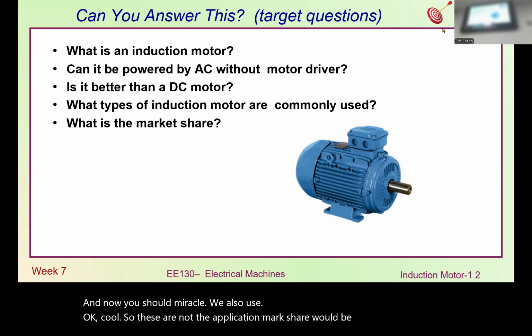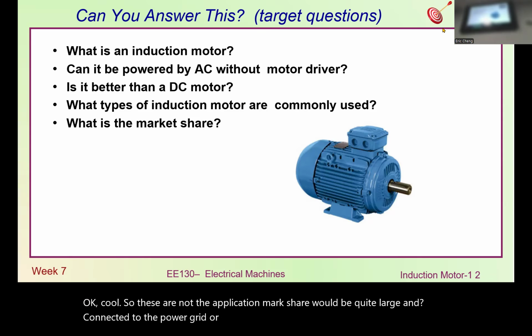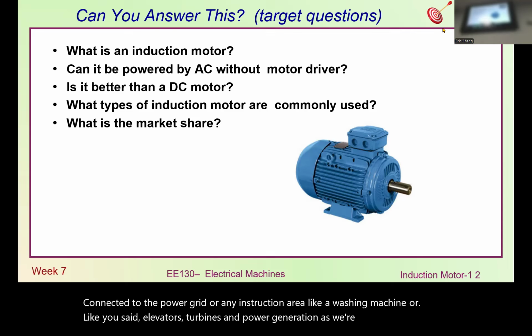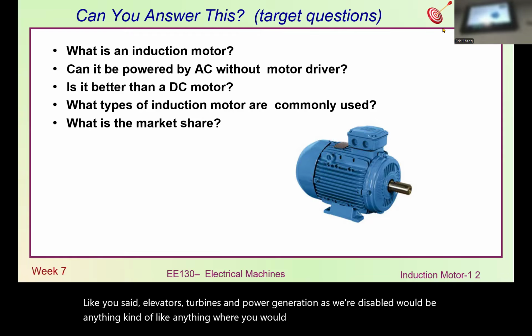And the AC motor is usually connected to the power grid or used functionally, like in a washing machine or, like you said, elevators, turbines, and power generation. A DC motor would be used for anything where you move something, like toy cars, anything that uses DC batteries.